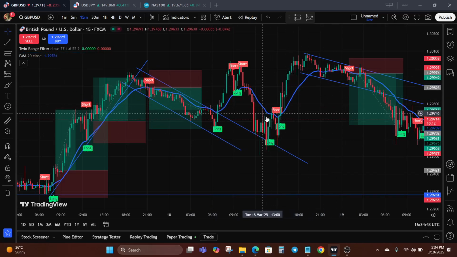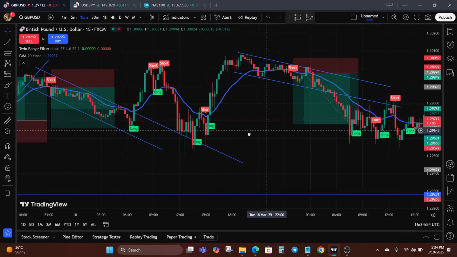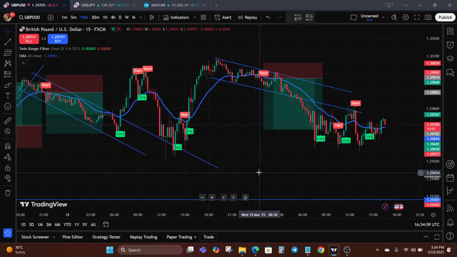For example, you have a buy signal from the twin range filter, and then you see price climb above the moving average. That confirms the trend, right? Or you get a sell signal and you see price drop below the moving average. That confirms the sell. All right.